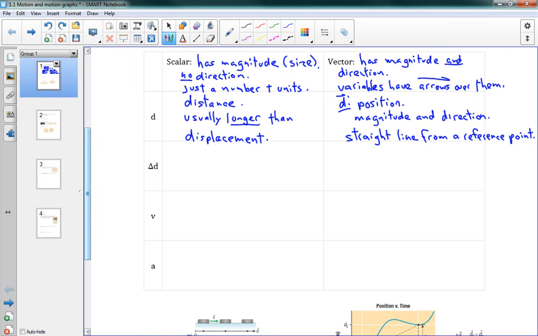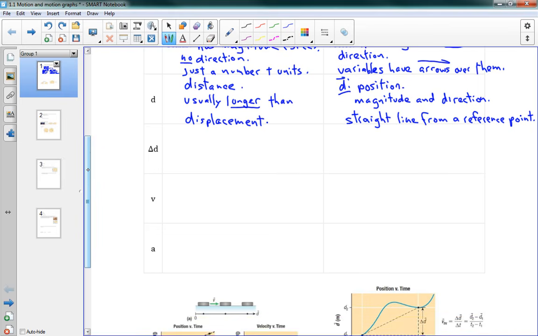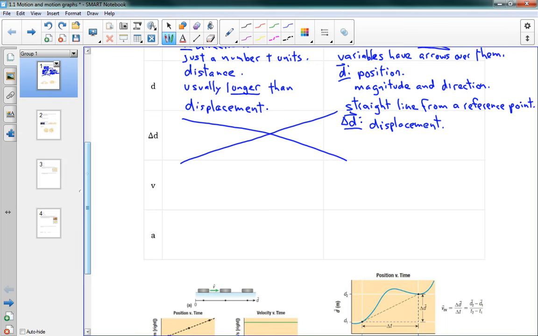Okay. So that's d. Delta d, we don't generally talk about delta d in terms of scalars, so I'm just going to put a big cross through that. We don't generally look at that with scalar measures, but we definitely look at delta d, the vector. This is the one that we call displacement. Displacement is the change in position. Position says where something is. Displacement says how far something has moved, so the change in its position. So that's what we're going to put here. Delta d is the change in position.